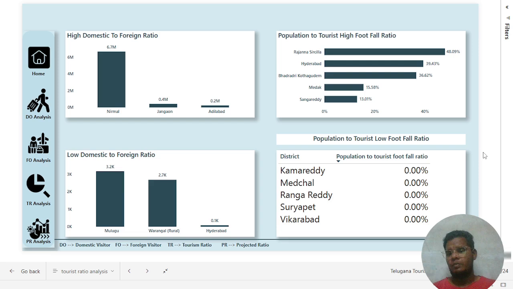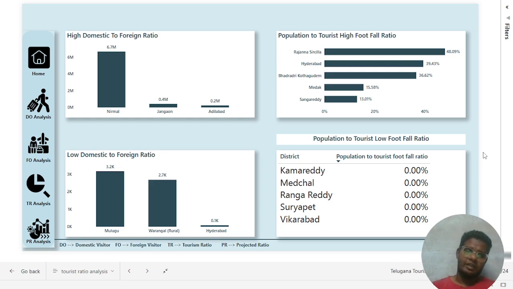And then the population to low footfall ratio. It's the reverse thing. Depending upon the population, how many people have visited that particular place. Kamareddy, Medchal, Rangareddy, Suryapet, Hyderabad. These are the places with even a 0.0% footfall ratio.